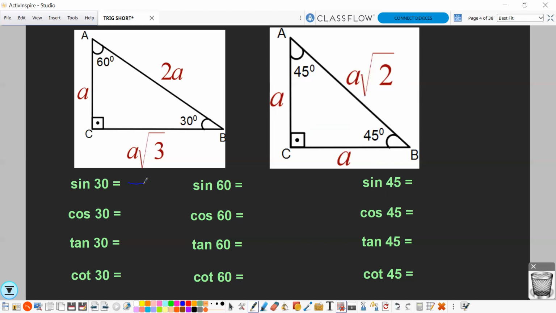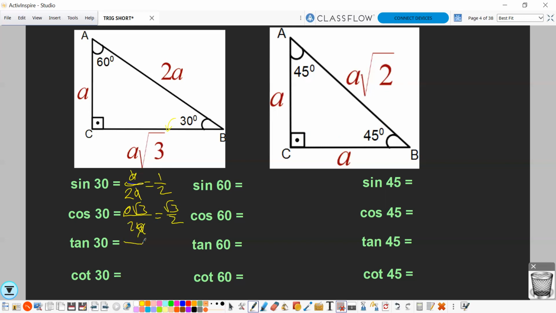Sine 30: opposite of 30 over hypotenuse, which is a over 2a. If you simplify, 1 over 2. Cosine 30: adjacent of 30 over hypotenuse 2a. If you simplify, square root 3 over 2.